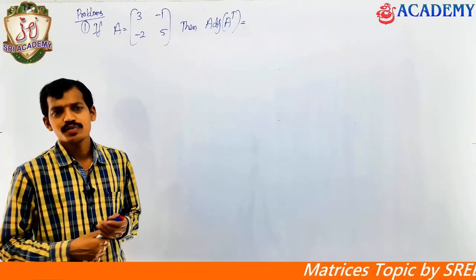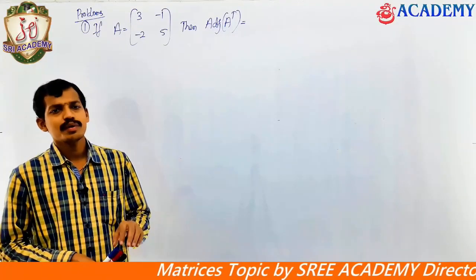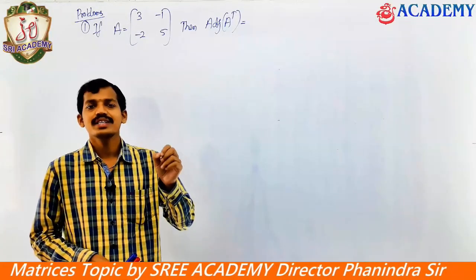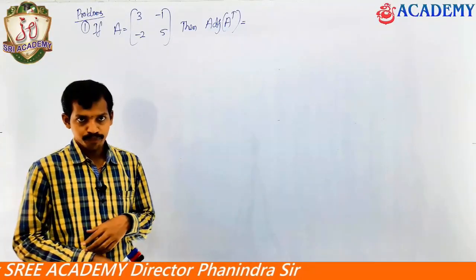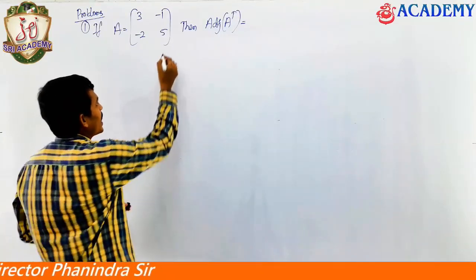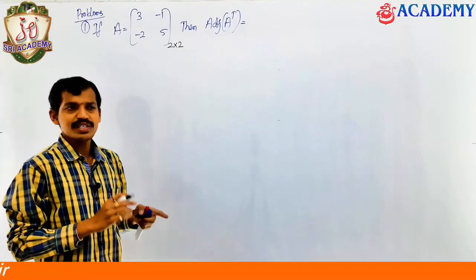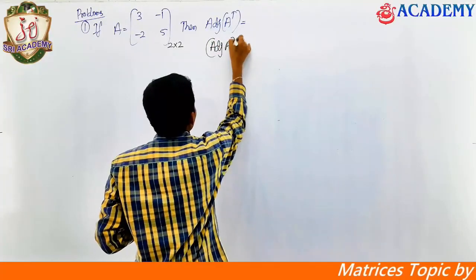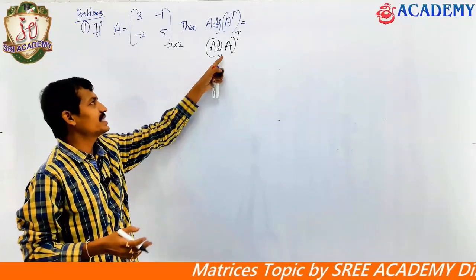And also for a 2 by 2 matrix, how to write the adjoint matrix directly, we'll also see. That's why I am giving you one problem. First of all, we will find cofactors, then write the cofactor matrix, then write the adjoint matrix, and how to write this adjoint matrix directly also we'll see. Here one matrix is given, a 2 by 2 matrix, asking the adjoint of A transpose. Adjoint of A transpose always equals adjoint A transpose.